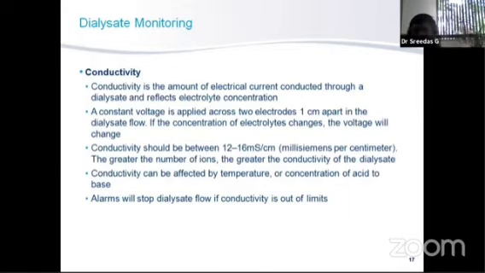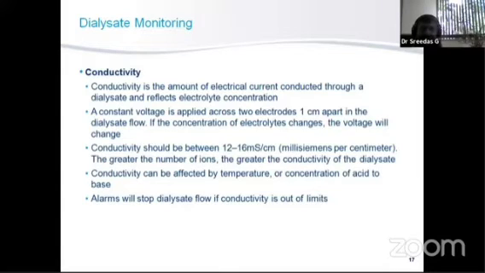Now, what is conductivity? We hear daily about conductivity, high conductivity, low conductivity. It is simple. Conductivity is the amount of electric current conducted through a dialysate, and it reflects the electrolyte concentration of the prepared final dialysate. It is basically to check whether the electrolyte concentration of the dialysate is perfect and suitable for treatment. The principle is that a constant voltage is applied across two electrodes placed 1 centimeter apart in the dialysate flow line. If the concentration of the electrolytes changes, the voltage changes and the conductivity changes.